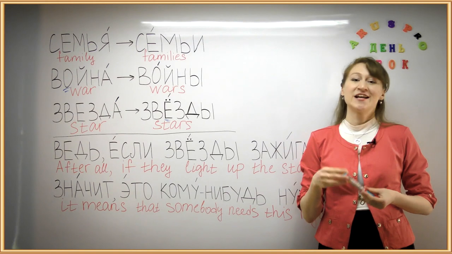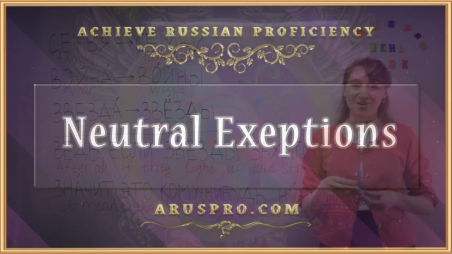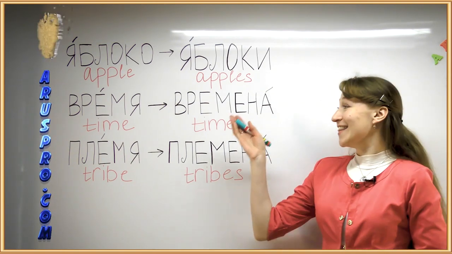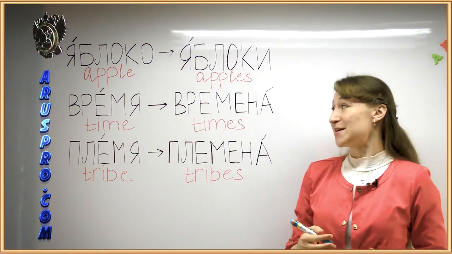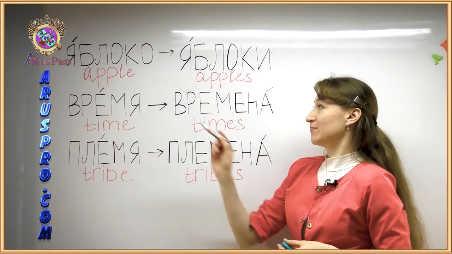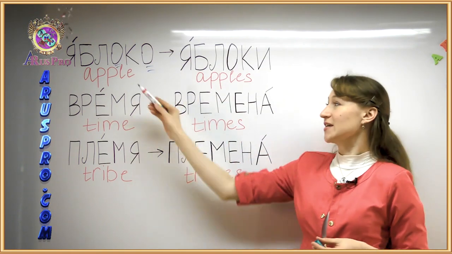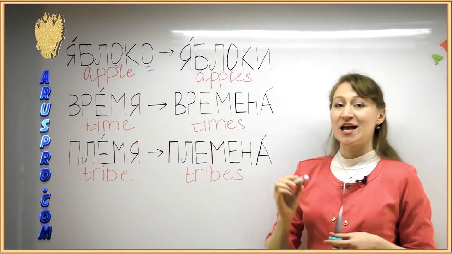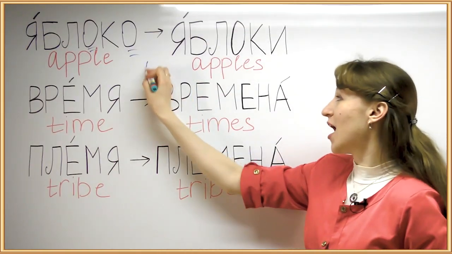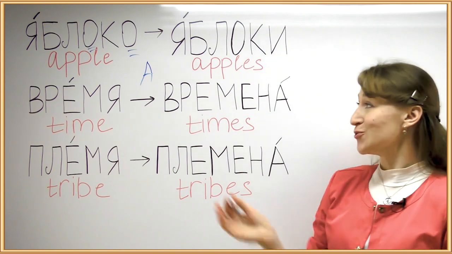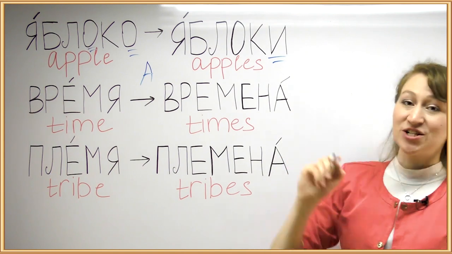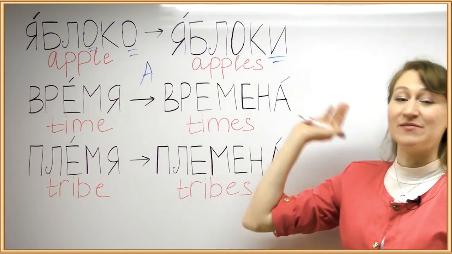And we are moving to neuter exceptions now. So what about neuter nouns? You're right, they also have their own group of exceptions. First of all, let's look at this word. Яблоко. Two unstressed O's. Яблоко. Apple. So, strangely enough, it doesn't change its ending to A, like all neuter nouns with the hard ending do. But it changes the ending to E.